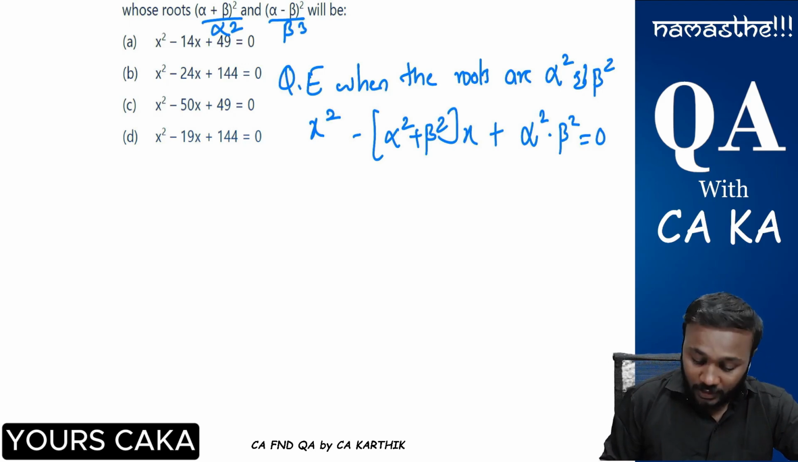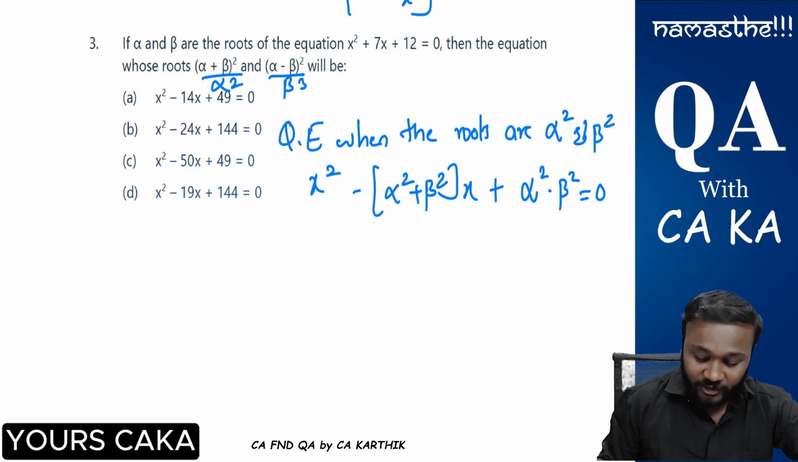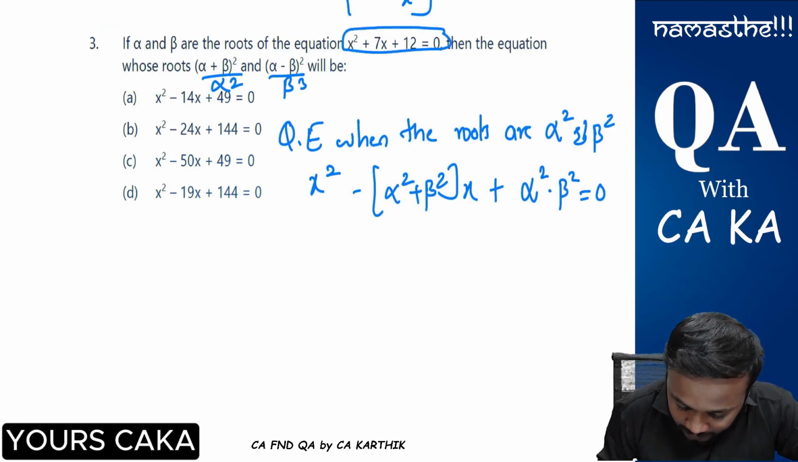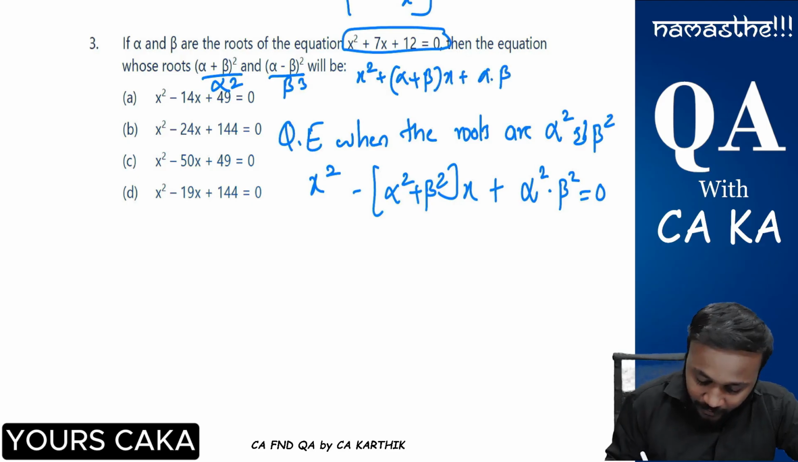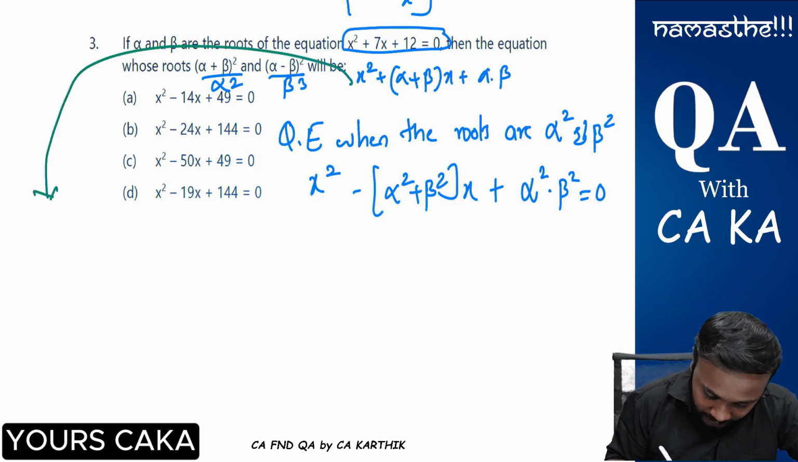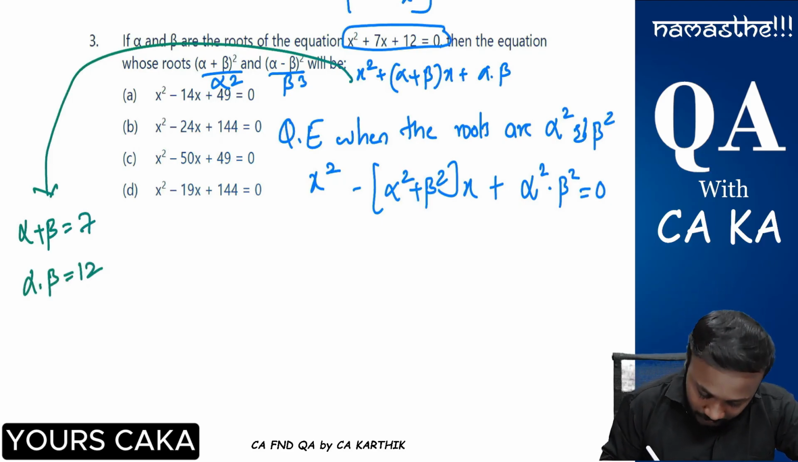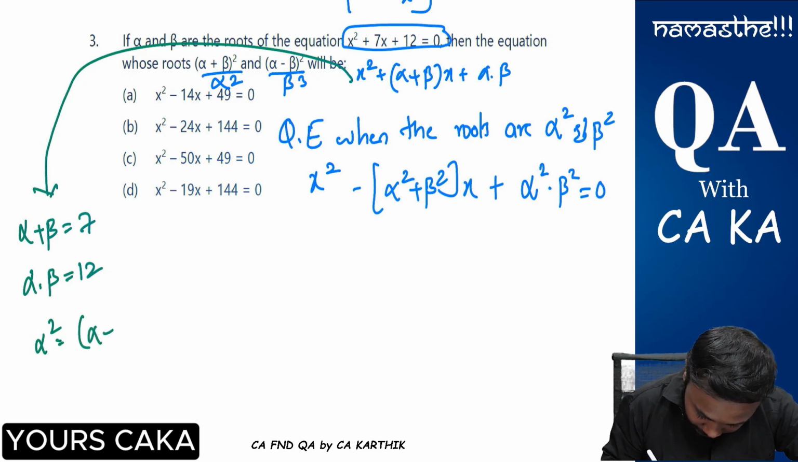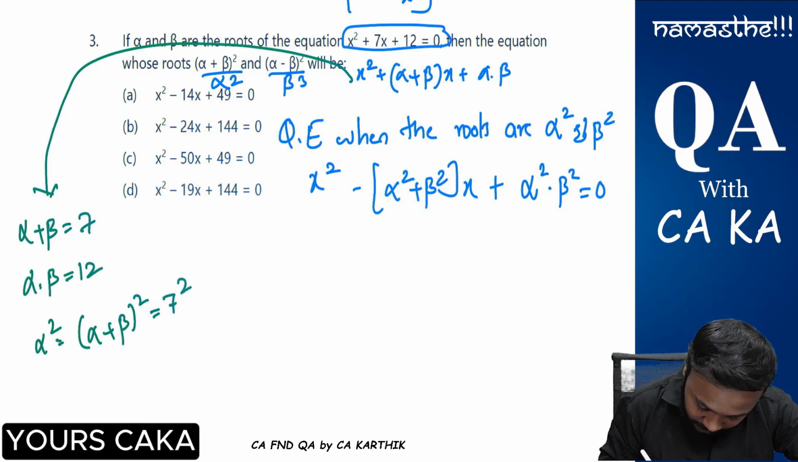Now you need to find out alpha square plus beta square, and alpha square into beta square. For this, they have given the hint, this equation. This is like x square plus (alpha plus beta) x plus alpha into beta. From this equation, we can get that alpha plus beta is equal to 7, alpha into beta is equal to 12. But what is your alpha square and beta square? Your alpha square is nothing but alpha plus beta whole square. Do you know alpha plus beta, which is 7? 7 square, which will be 49.